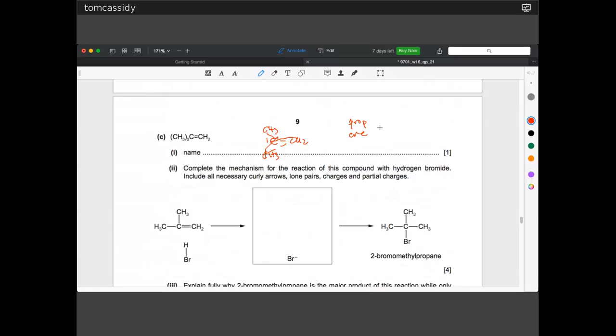So you've got 2, and we separate the number from the words with a hyphen. We've got 2-methyl, and then we've got prop-1-ene in there. Actually, we should start numbering from here, shouldn't we? 1, 2, 3. 2-methylprop-1-ene. Okay, next one.